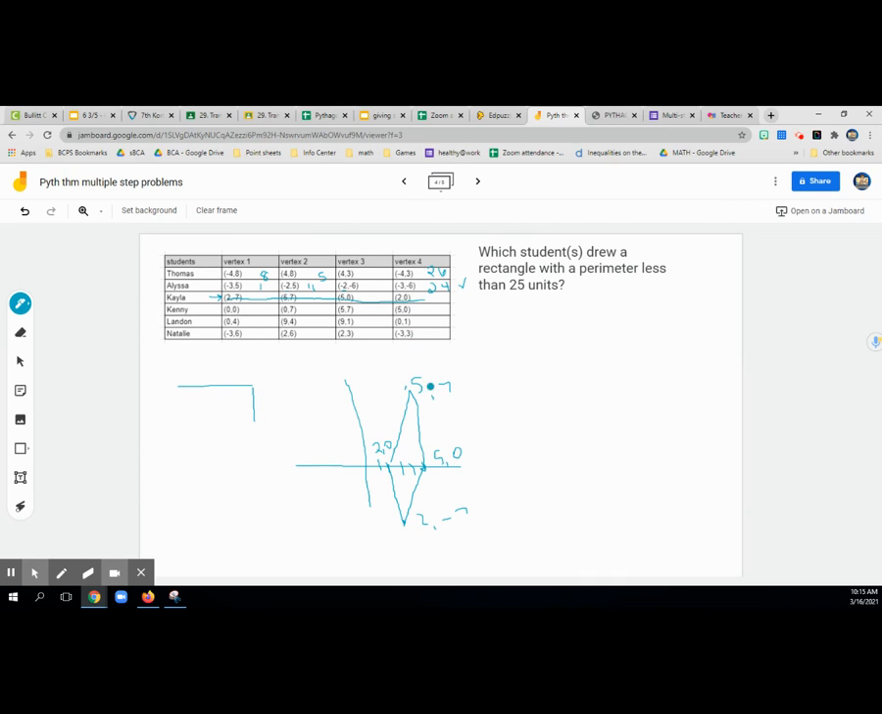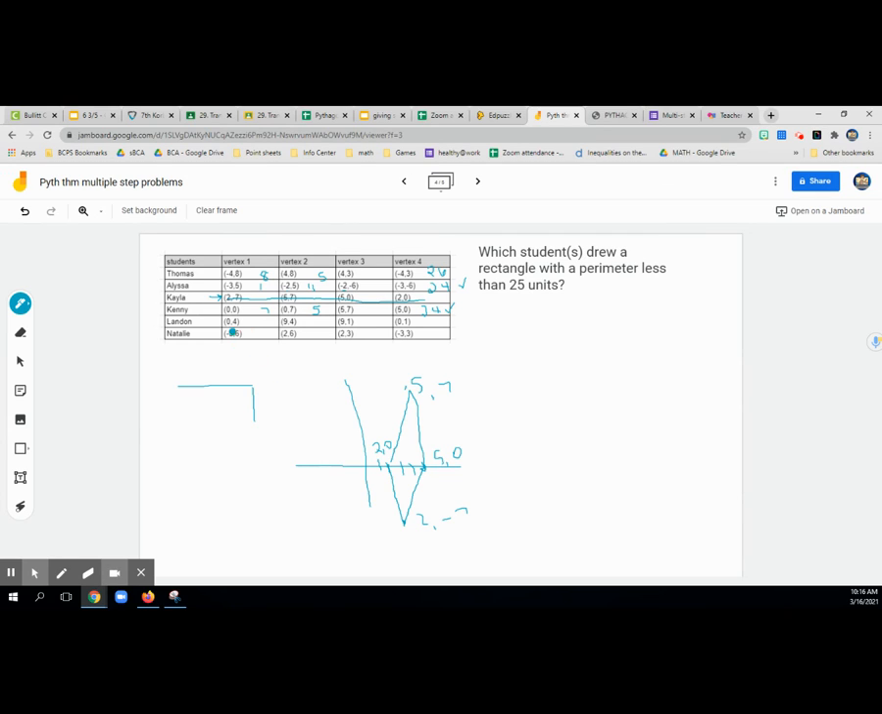Let's take a look at what Kenny has. 0, 0 to 0, 7. Well, the x's are the same. The y's have a difference of 7. 0, 7 to 5, 7. The y's are the same. The x's have a difference of 5. And then 0, 7 to 5, 7, there's a difference of 5 again. 5, 7 to 5, 0, that's a distance of 7 again. So we do have a rectangle here. Add them together, you get 12. Double it, you get 24. Kenny did draw a rectangle with a perimeter less than 25.